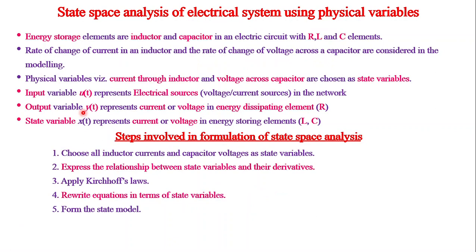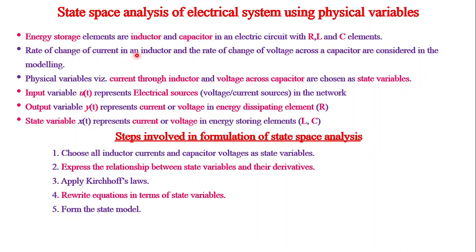Right. So in a state space analysis of an electrical system using physical variables, we have already seen inductor and capacitor are the energy storage elements in an electric circuit with RLC. So here, whenever we say inductor, the rate of change of current is going to be the variable, L di by dt. Similarly, the rate of change of voltage across the capacitor is the variable as far as capacitance is concerned, because an inductor always opposes change in current, and a capacitor always opposes change in voltage. This we know very well from the fundamentals of circuit theory. Therefore, these two things are considered in modeling and hence the state space representation.